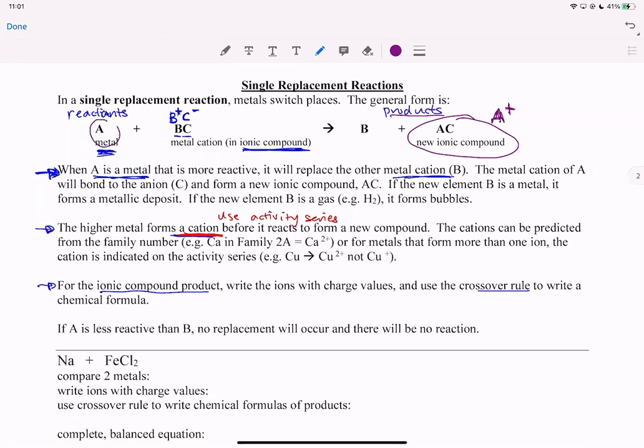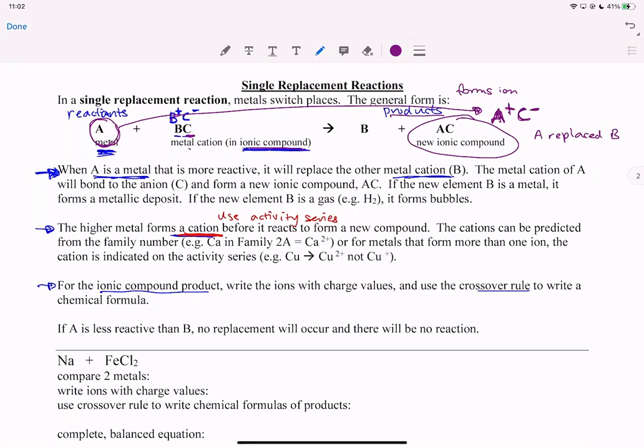So this A is the more reactive. It will form the ion, drawing this arrow over here. It forms the ion. You use the activity series for that. And then that ion will combine with the negative charge, and this is the negative charge C that came from this ionic compound that was in the reactants. So that's what I mean by the replacement, is that this A replaced B.